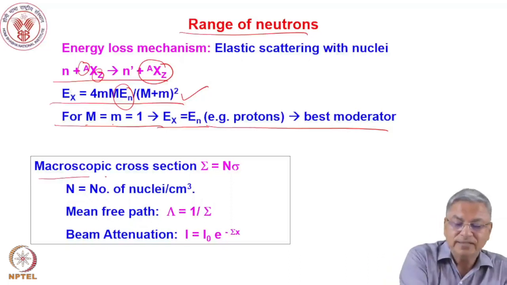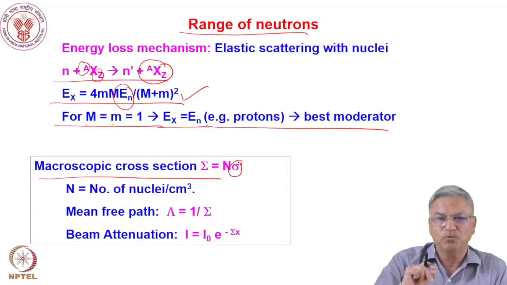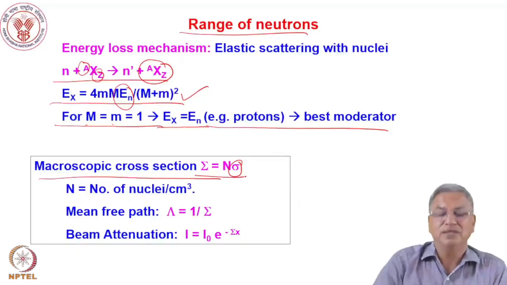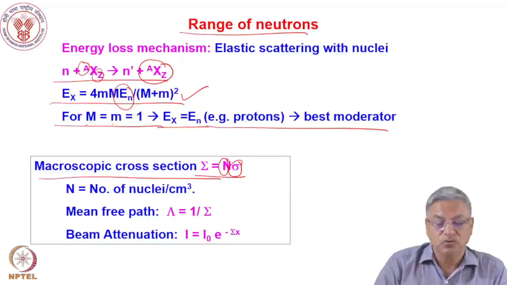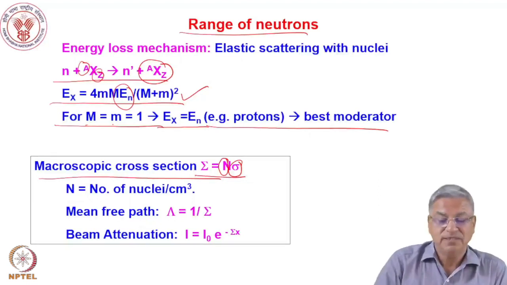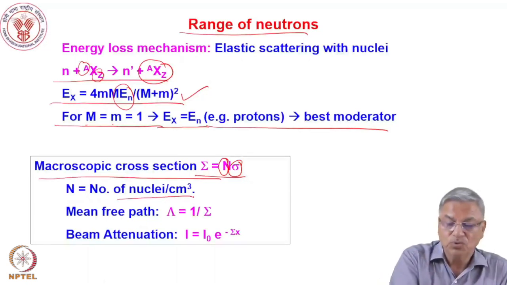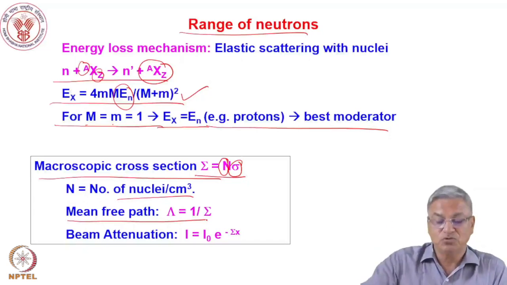Now finally, the cross sections. This is called the microscopic cross section. When a neutron is interacting with the nucleus, we call the cross section sigma. But when a neutron beam is passing through a material, we call it capital sigma, the macroscopic cross section, where N is the nuclear density, the number of nuclei per cc, or number of atoms per cc in the material. And the sigma actually is like the decay constant for a neutron.